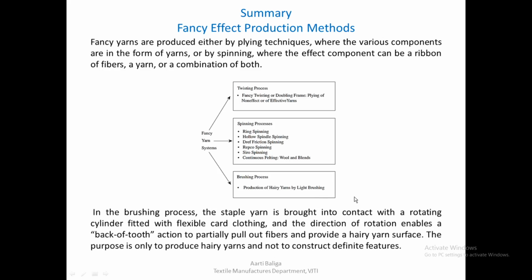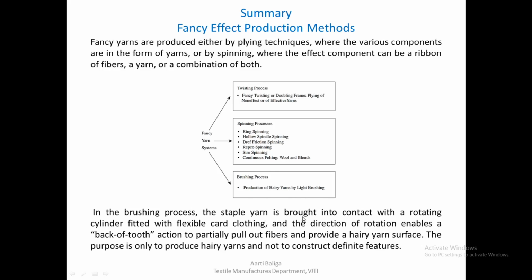Just to elaborate a little on this brushing, in the brushing process the staple yarn is brought into contact. This brushing we have seen in our earlier lecture, where we saw the loop yarn: the loops were opened out by brushing to give a softer yarn, and the loops would disappear, and whatever yarn was forming the loops would open out and give you that kind of texture on the surface. So this is basically how it is made.